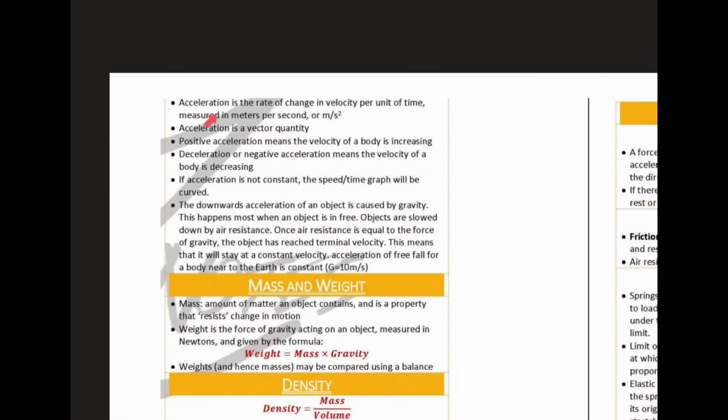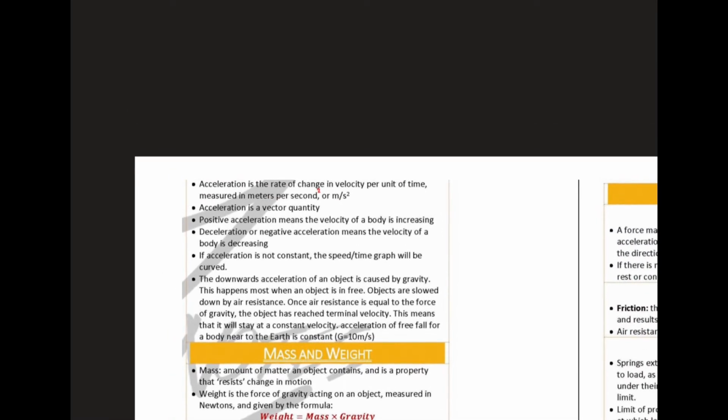So let's see the first point here. What they say is acceleration is the rate of change in velocity per unit of time, measured in meter per second, or meter per second square. Okay, so rate of change of velocity, you see, these are the important words. We look at the formula at the same time: a = (V minus U) over T.